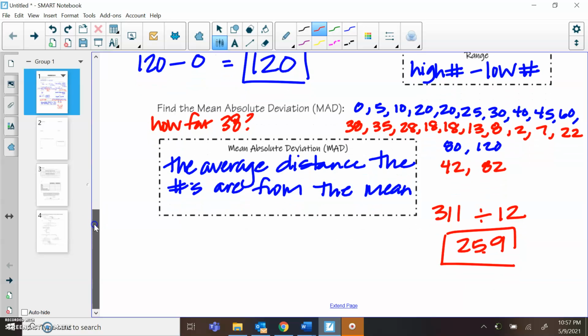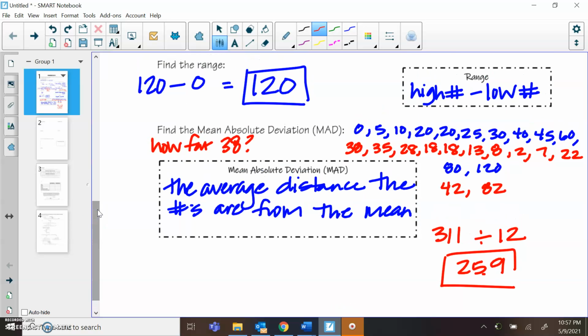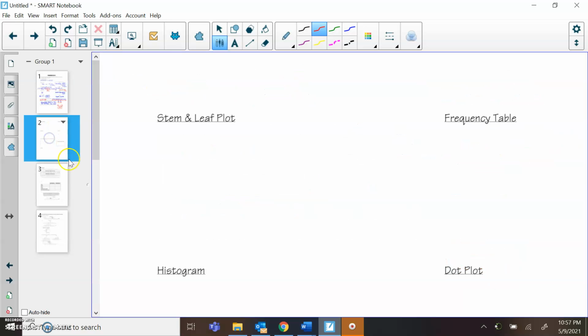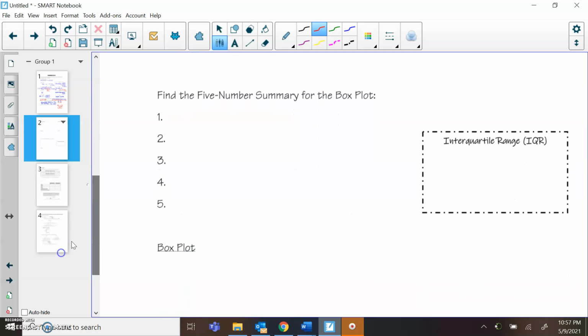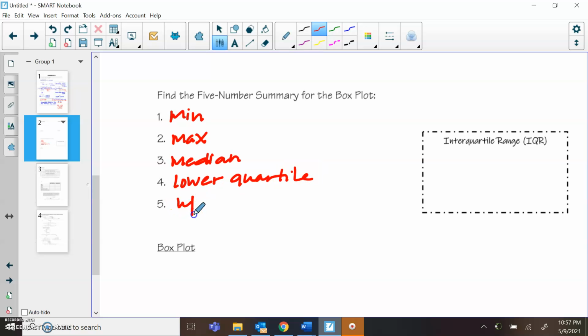Okay, the other thing we're going to do with this set of numbers is a box and whisker plot. So for a box and whisker plot, we're going to skip over most of these. What you need is called the 5-number summary to make a box and whisker plot, or sometimes just a box plot. What you need is the minimum, the maximum, the median, and the lower quartile, and the upper quartile. So you need those 5 numbers to make a box plot.